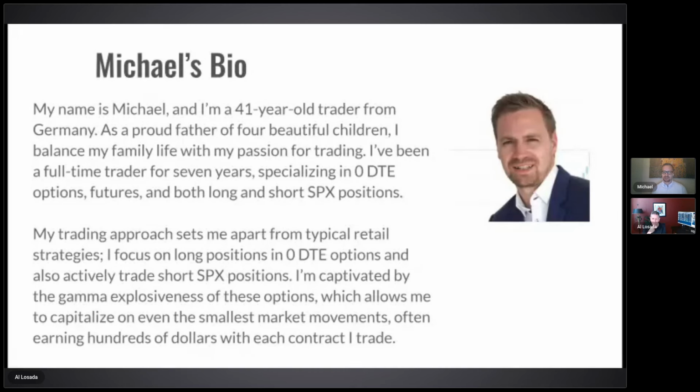But at some point I just discovered how much I like the gamma, the explosiveness of SPX options. If you trade them long without a short position, you need only a 2 or 3 point move of the SPX to, for example, already gain $100 per contract. So I really like those fast trades, those fast gains. I like gamma. The credit spread traders are not the biggest fans of gamma. Al prefers theta. Theta is not my friend.